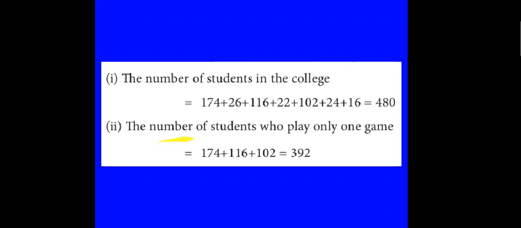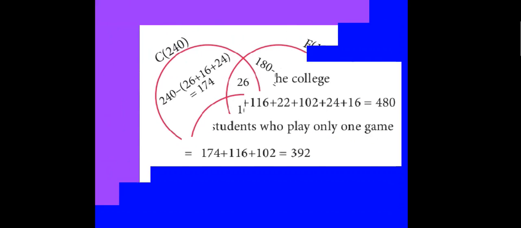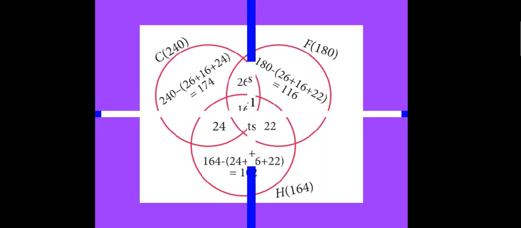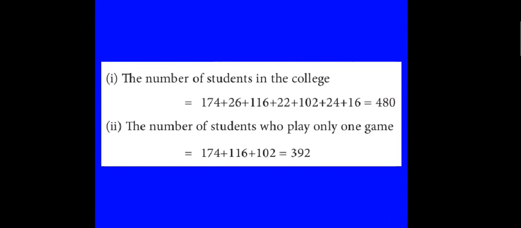And the number of students who play only one game: the persons who play cricket only is 174, the persons who play football only 116 students, the persons who play hockey only 102 students. So we need to add those three values only, then we will get 390.